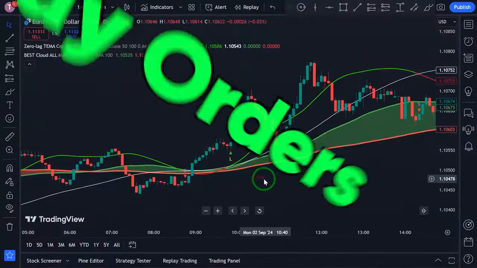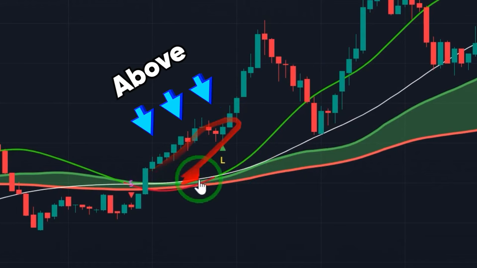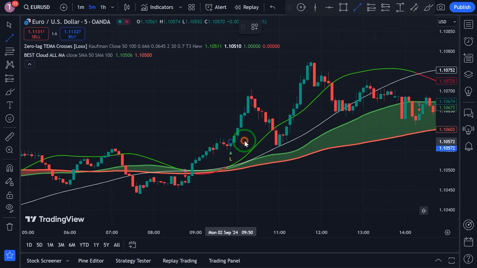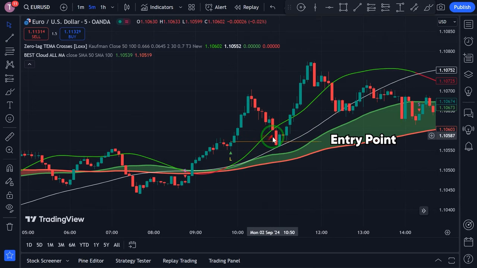We start with buy orders. First of all, we need to make sure that the price is above the green clouds, indicating that we are in an uptrend. After that, we should look for a buy signal at this point, in fact, the signal marked with the letter L. Once we find it and both of our conditions are met, we realize that we have identified a suitable entry point for our trade.